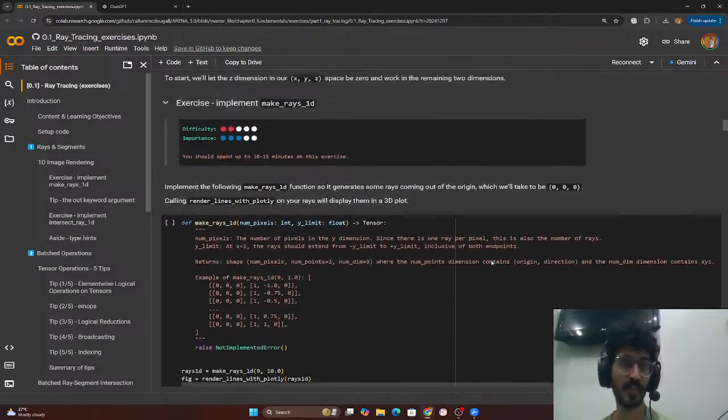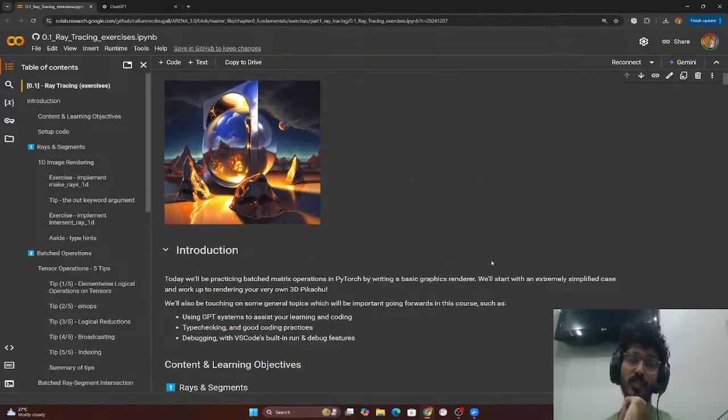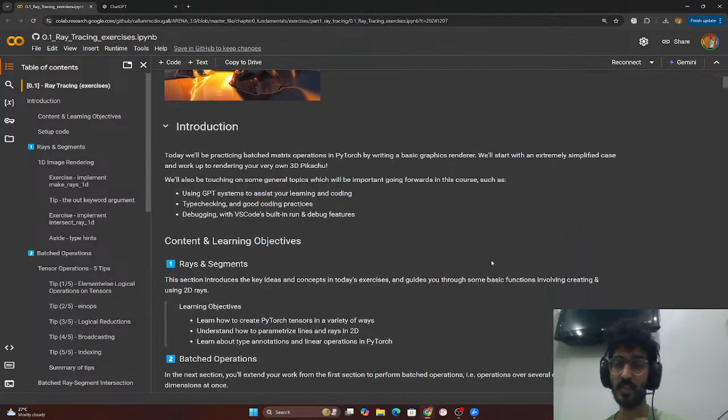We are going to start with another notebook, just titled Ray Tracing. I guess we'll be practicing patched matrix operations in PyTorch by writing a basic graphics renderer.